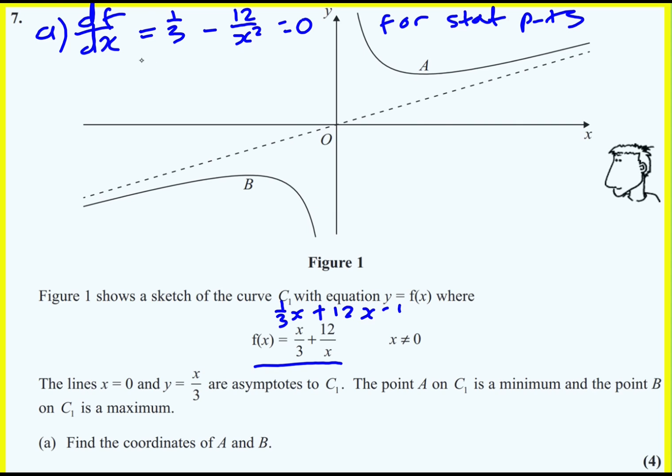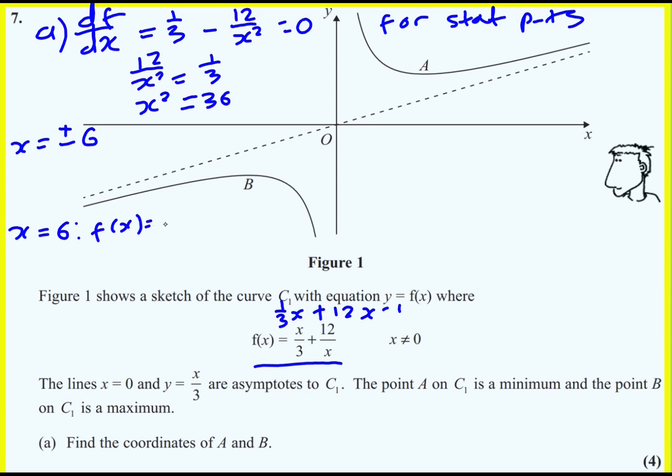We can rearrange this. So 12 over x squared will equal a third, which means we can cross multiply. X squared is going to equal 36. So x is plus or minus 6. X equals 6 is going to be the minimum, because we can see it from the graph. So f of x will then equal 6 over 3, or 2, plus 12 over 6, which is also 2, so 4. And therefore A is 6, 4.